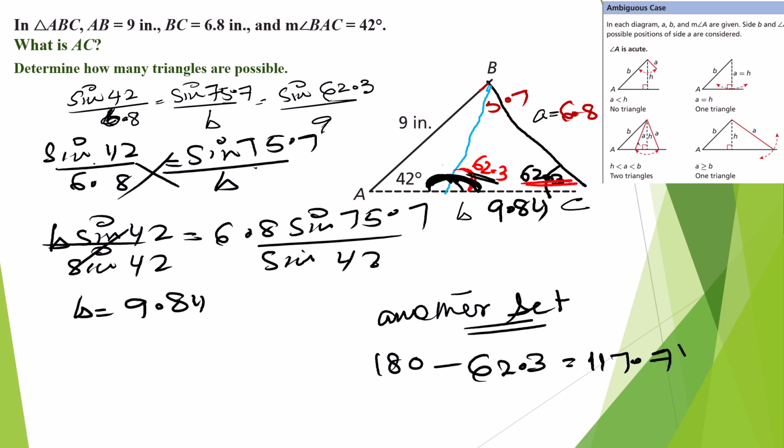So if there are two possibilities of the triangle, if the triangle is acute, this will be 62.3. If the triangle is this one, in that case this angle will be 117.7. Now these questions are very hard and very long, so try to understand these questions and practice as much as possible.